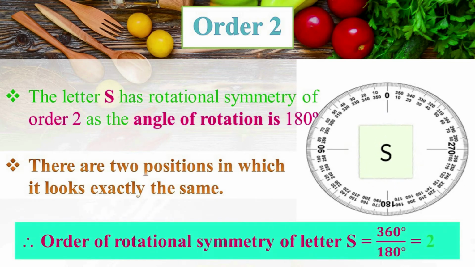Therefore, the order of rotational symmetry of the letter S is equal to 360 degrees divided by 180 degrees, which is equal to 2.